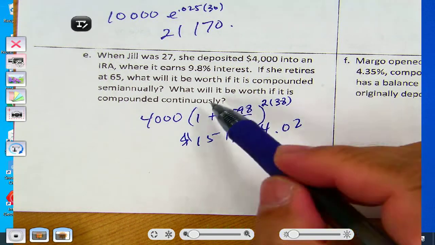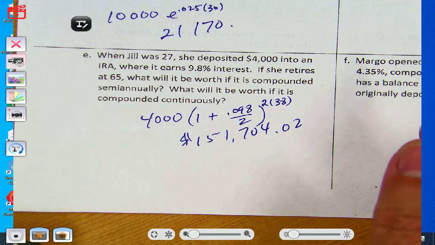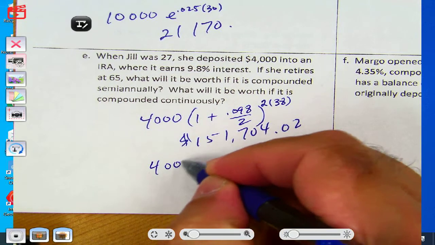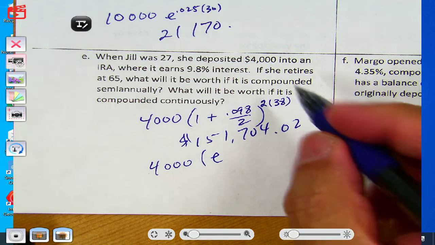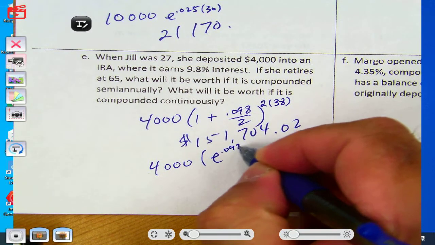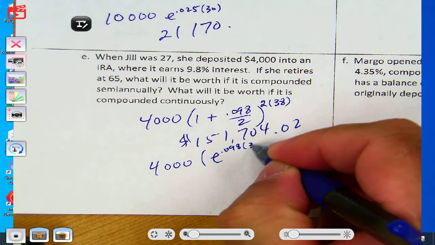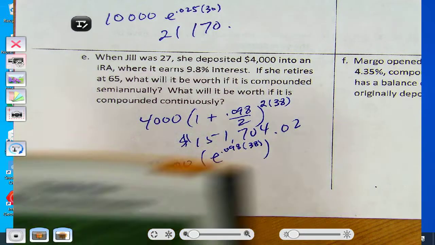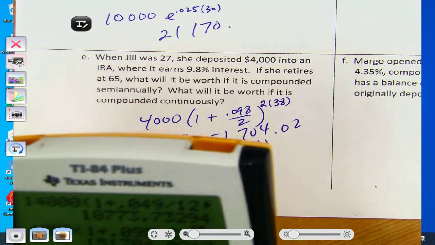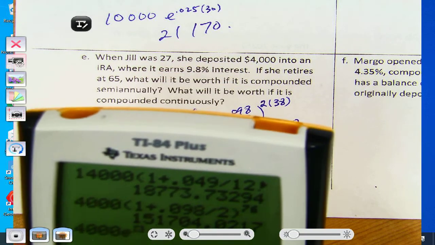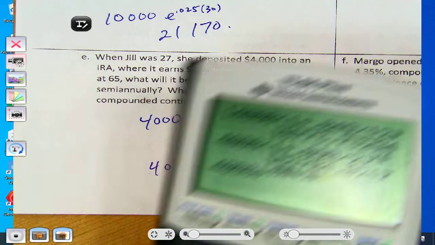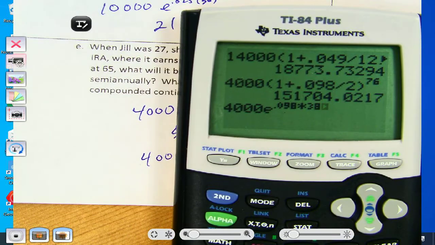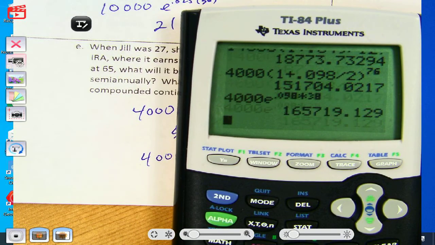Alright, now there's another question. What will it be worth if it was compounded continuously? So probably like $50 more. So it's e. R is 0.098, and the number of years is 38, so times 38. So put that in there, 4,000 times e to 0.098 times 38. And I get 14,000 more this time.